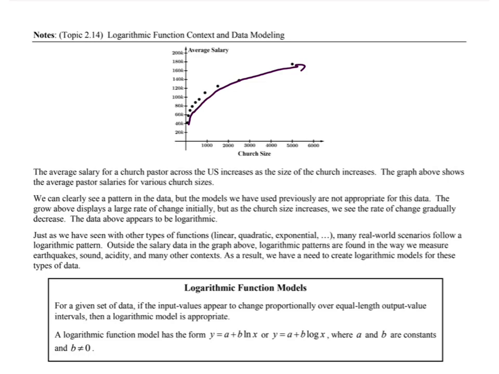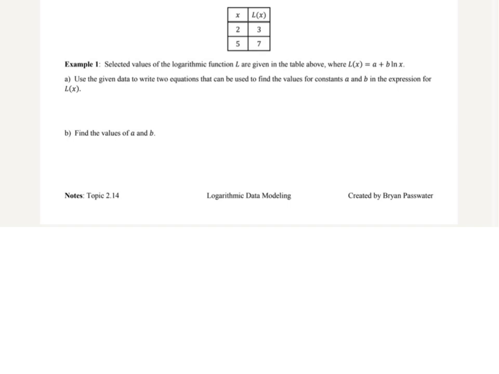A logarithmic model can be in the form of y equals a plus b natural log x, or y equals a plus b log x. Okay, the only difference is the base. Your calculator tends to go into natural log. When we do this regression on the calculator, it'll come out in that form. Okay. All right, so example 1.